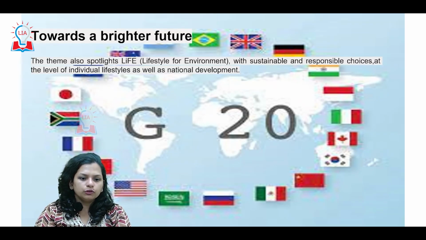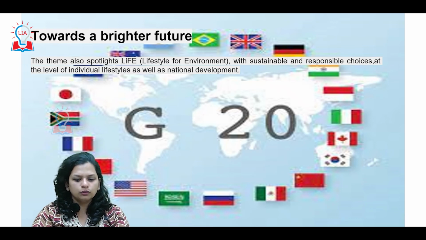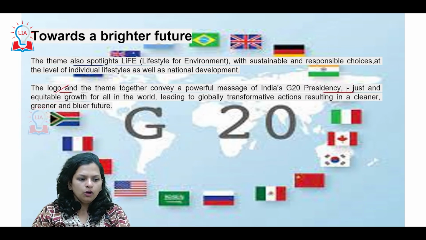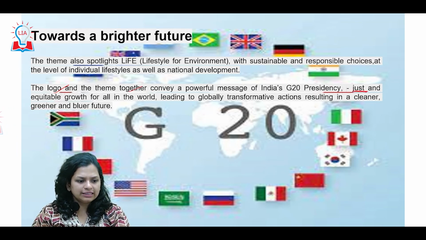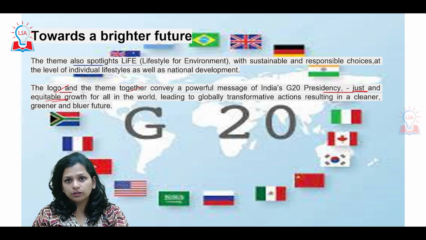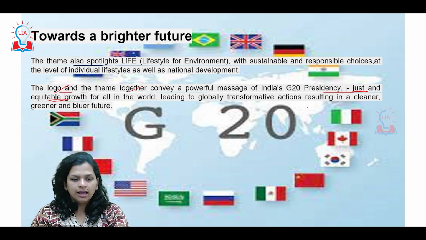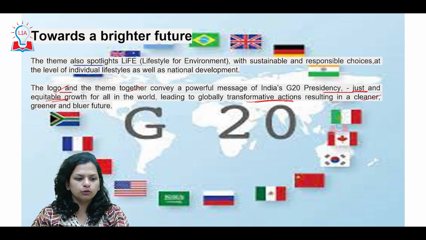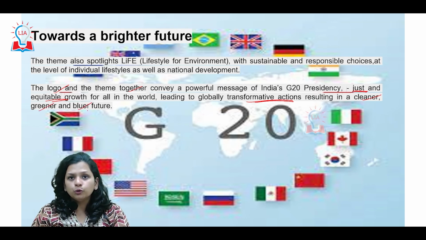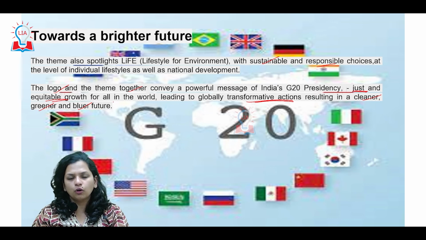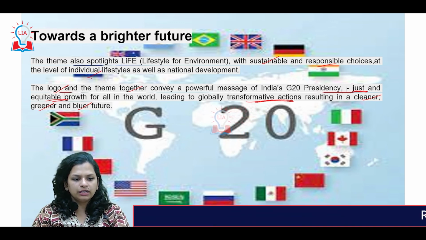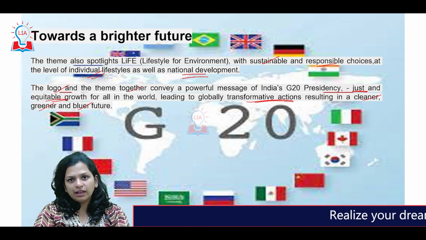But towards the end, we also need to understand that in totality, the logo and the theme altogether are trying to promote a much more just and equitable society, much more just and equitable growth for all, not disparities, and global transformative action so that ultimately we live in a much cleaner, greener, and bluer future. Right? So have sustainable development, make sustainable as well as responsible choices so that you are not only able to promote individual lifestyle but also national development.